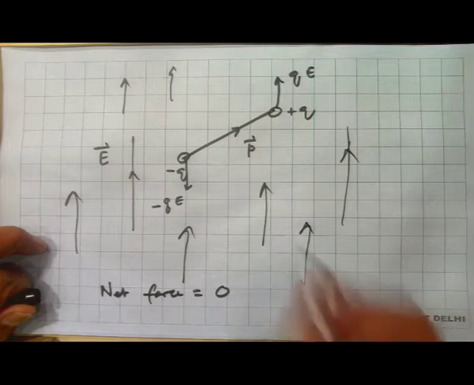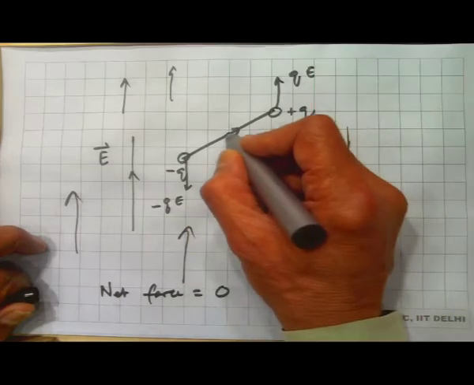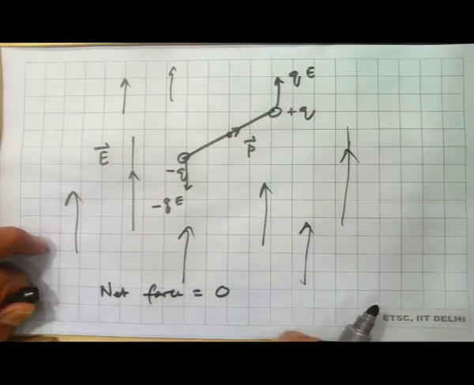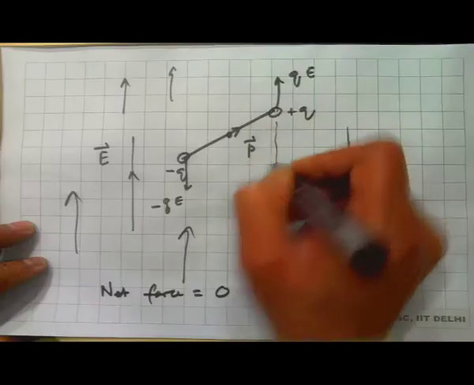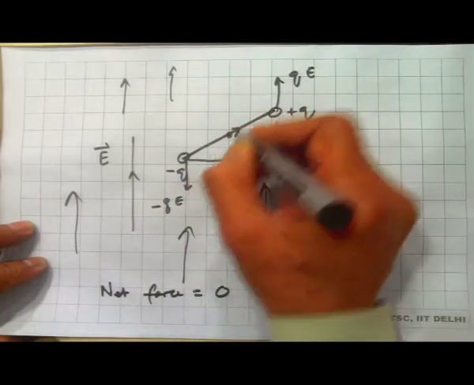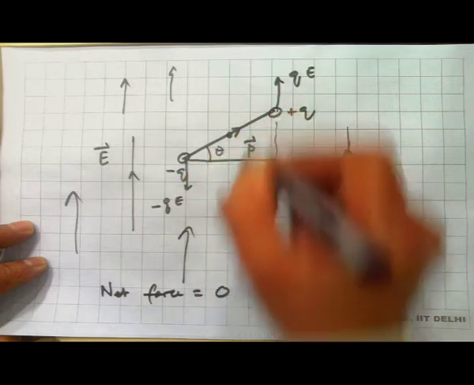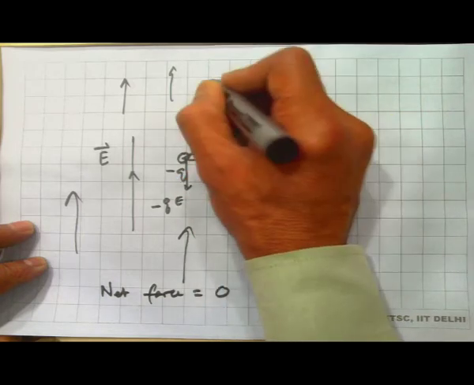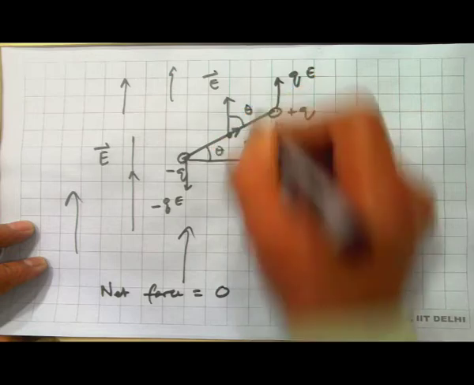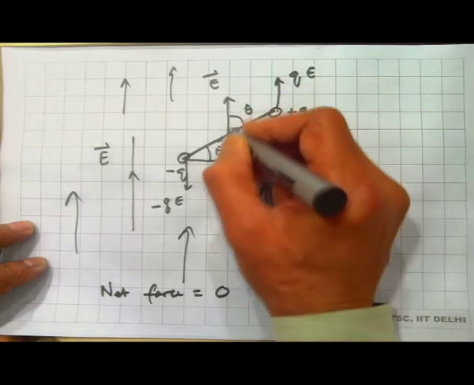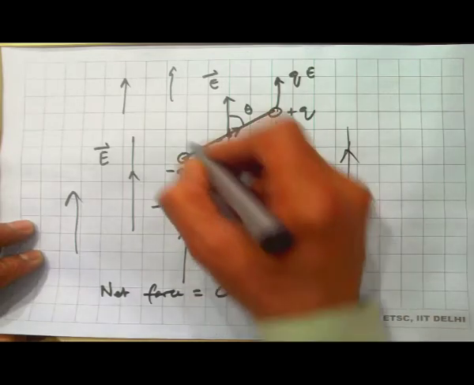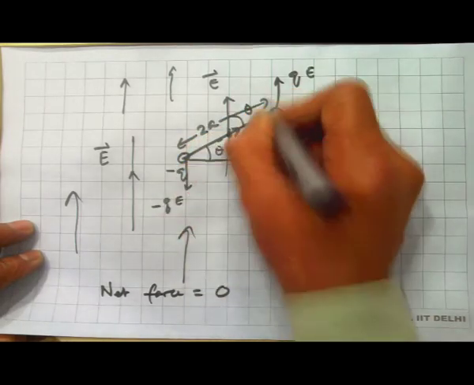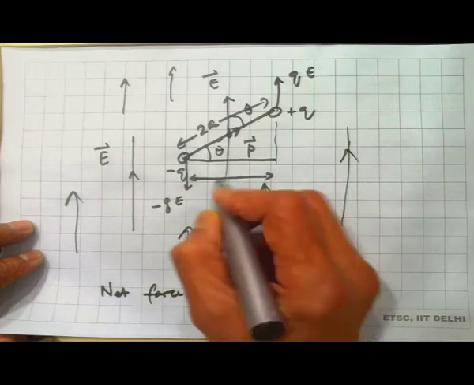But because the two forces are acting at two different points, this will induce a torque in the system, and we can actually calculate the amount of torque that this force will generate. I can calculate the torque by noting this distance. If this angle is theta, this is the electric field. Theta is the angle between the dipole moment and the electric field direction which is being applied from outside. This distance I have called 2a.